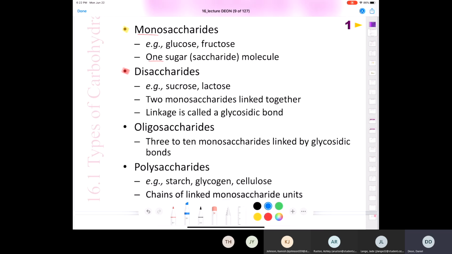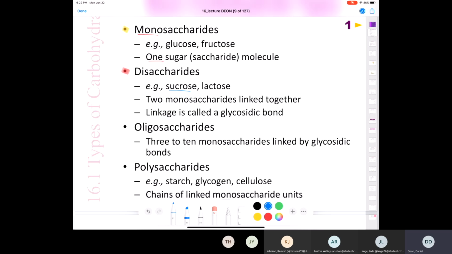Disaccharides are very common. In fact, table sugar, which is sucrose, the sugar you use for baking or put in your coffee, is a disaccharide made from fructose and glucose. And then lactose is made from glucose and galactose. It is the milk sugar.